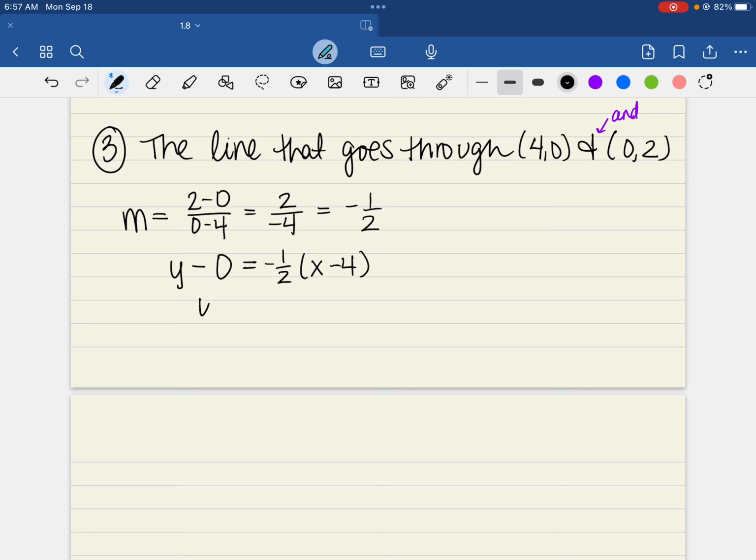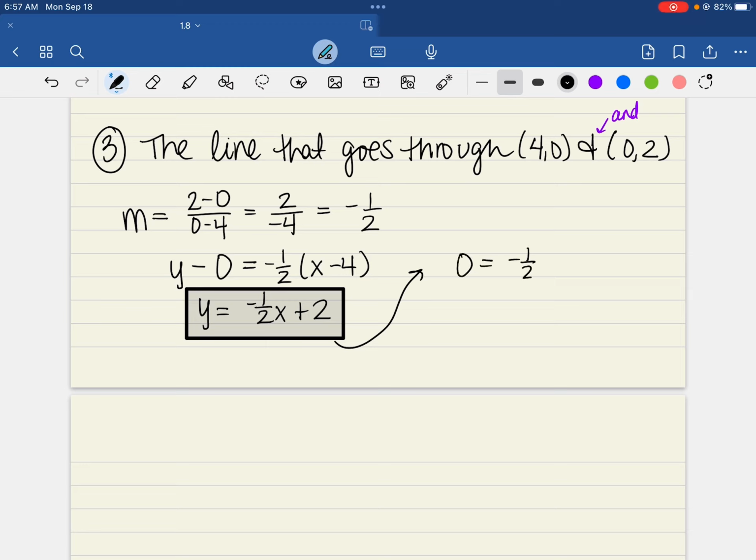The left side simplifies. The right side, distribute. And we get our slope-intercept form. From here, I'm going to rearrange and move my y value to the right. And I'm going to multiply by a negative 2 because I have a negative fraction. So 0 equals positive x plus 2y plus 4.